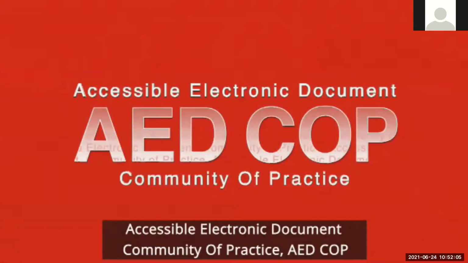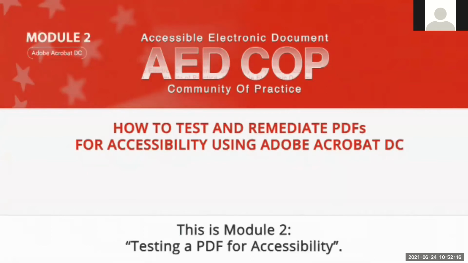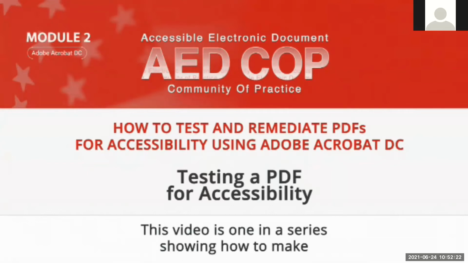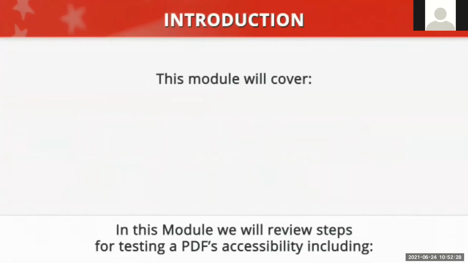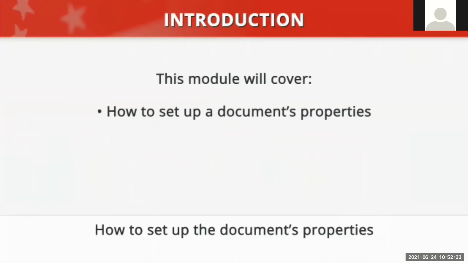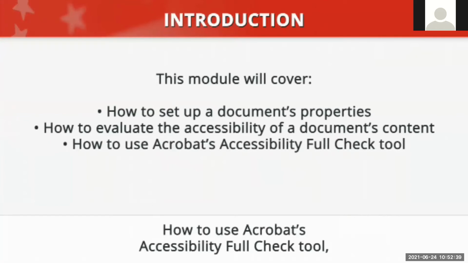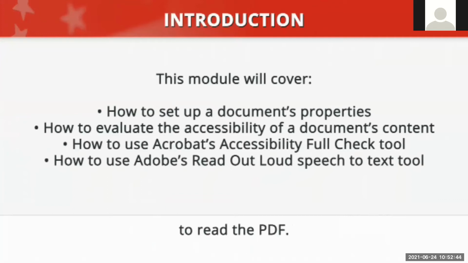Accessible Electronic Document Community of Practice, AED-COP. You are watching how to test and remediate PDFs for accessibility using Adobe Acrobat DC. This is Module 2, Testing a PDF for Accessibility. This video is one in a series showing how to make a PDF Section 508 conformant. In this module, we will review steps for testing a PDF's accessibility, including how to set up the document's properties, how to manually evaluate accessibility of the document's content, how to use Acrobat's Accessibility Full Check tool, and how to use Adobe's Read Out Loud text-to-speech tool to read the PDF.